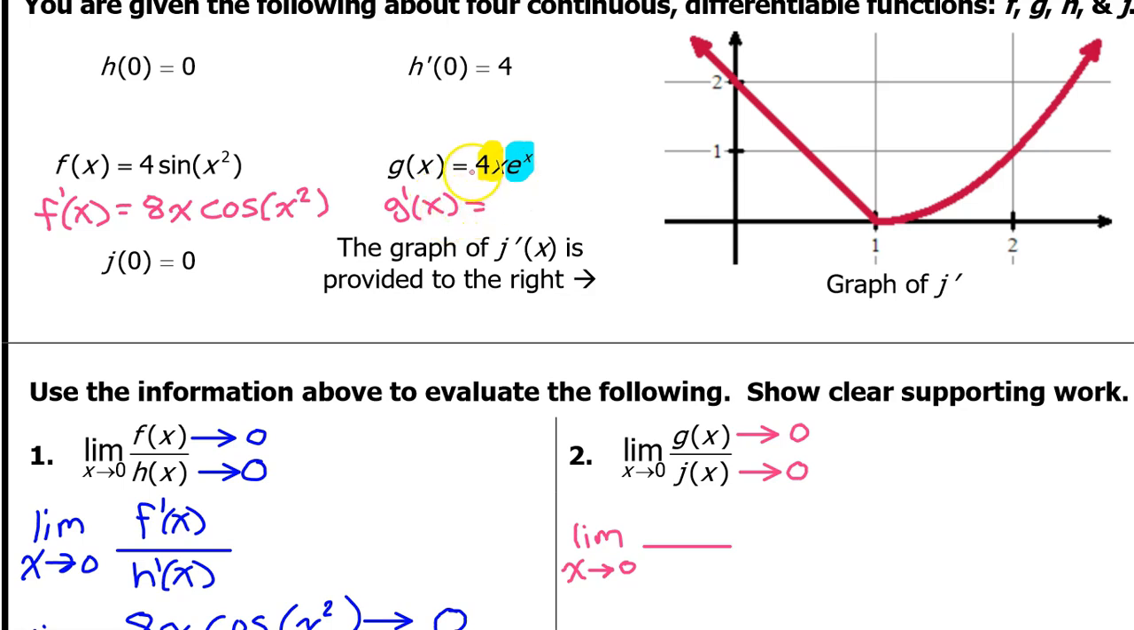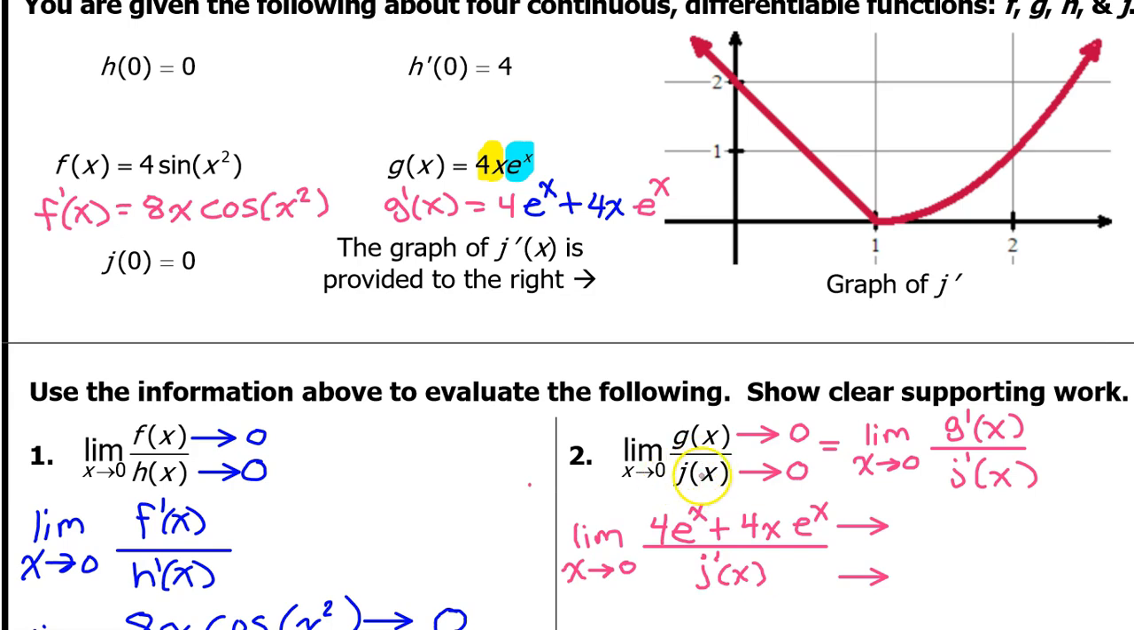For the product rule, you sort of go through it twice. The first time through, you take the derivative of the first factor, which is 4, and you leave the second factor unchanged. Then you put a plus, and the second time through, you leave the first factor unchanged, and you take the derivative of the second factor. The derivative of e to the x is still e to the x. So this is g prime. For the derivative of j, we're just going to leave that as j prime. We don't have an actual function for that.